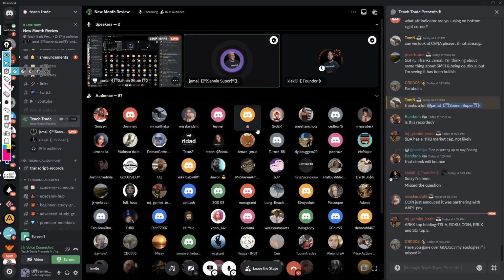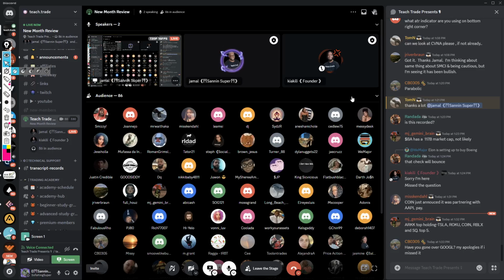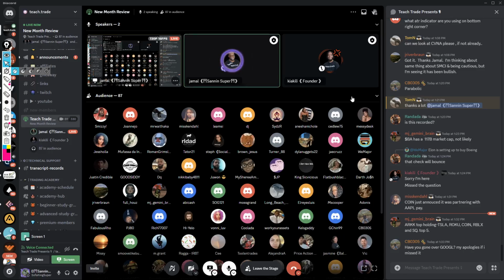Coin just announced it was partnering with Apple Pay. That's what's up. That's crazy. I wonder how that's gonna work. So you can pay for stuff using crypto directly.